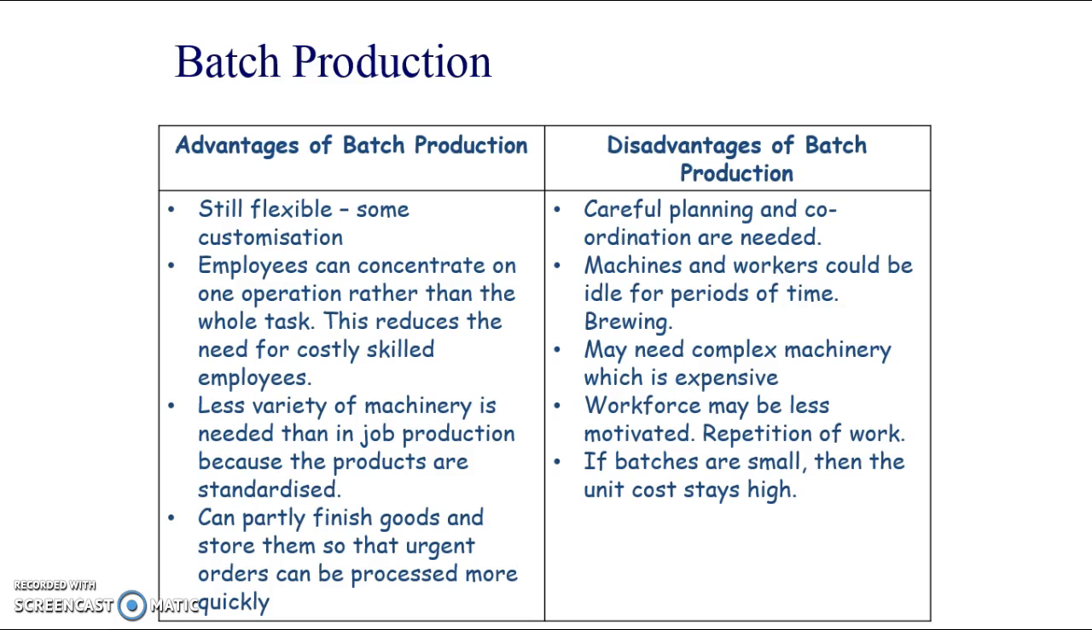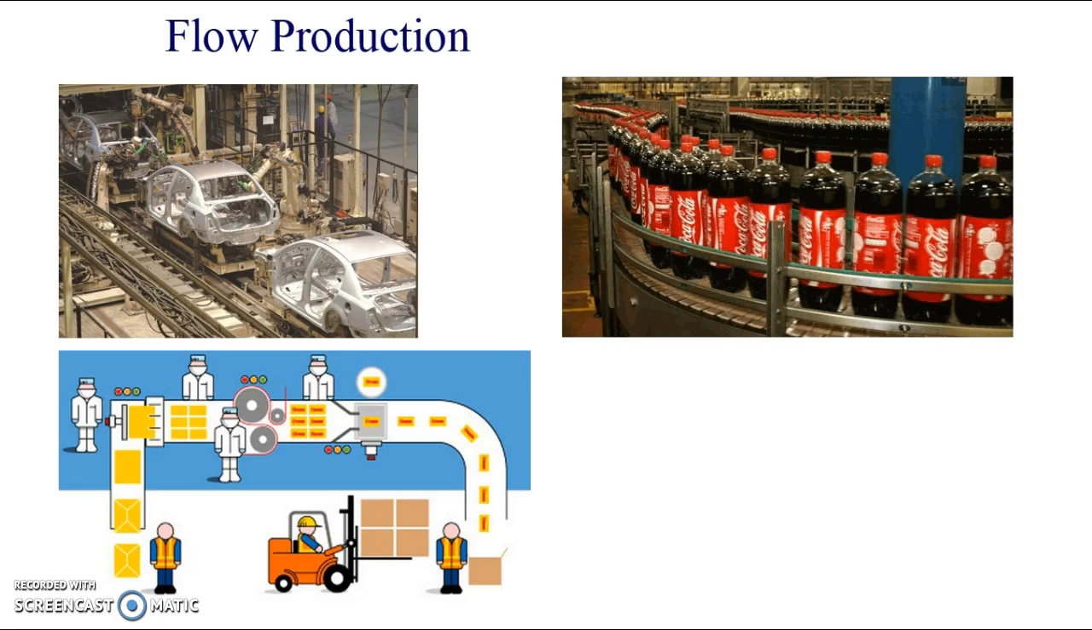whereas with job production it's likely that the machinery is going to be used more frequently. You might need more complex machinery than job production, so it might be more expensive in terms of the technology. The workforce might be less motivated because you've got this repetition of tasks, and unless the batches, the amount that you produce, is very high, the unit cost is likely to stay high itself. The bigger the batches, basically the more items that you're making in every batch, usually the lower the average cost will become. So anyway, that was just a Unit 1 recap.